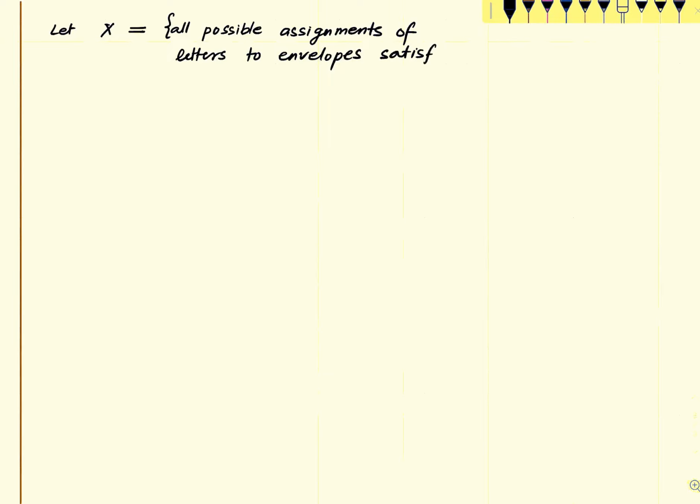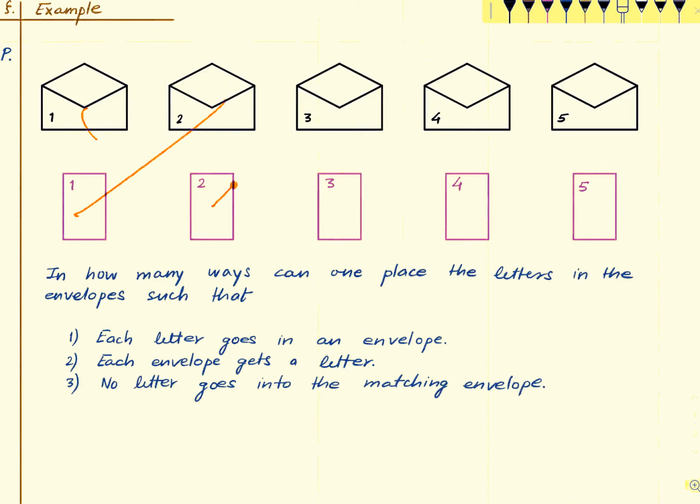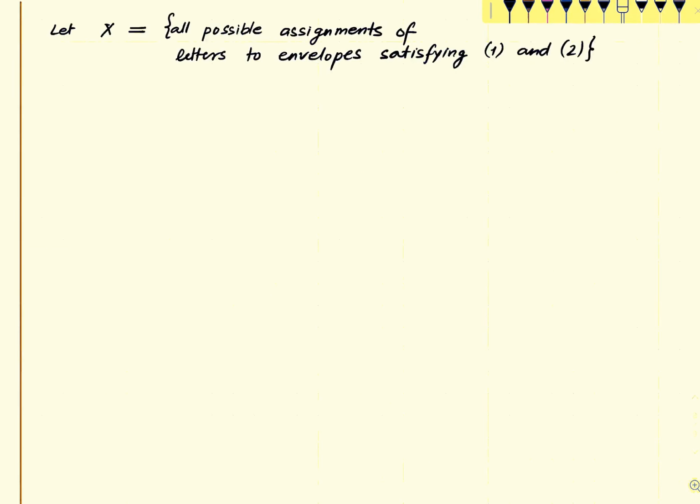So here is how we do it. Let X be the set of all possible assignments of letters to envelopes satisfying condition 1 and 2. So as of now, we have excluded condition 3. So this X is basically all possible ways to have a 1-to-1 correspondence between the letters and the envelopes. We are only satisfying the first 2 conditions. So that means the size of X is 5 factorial, so that we know.